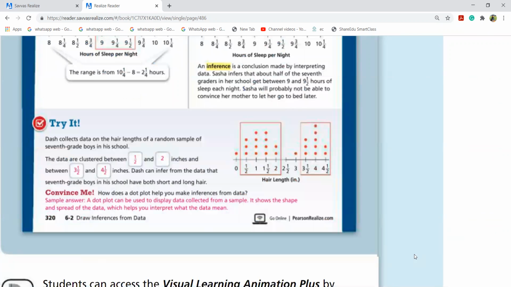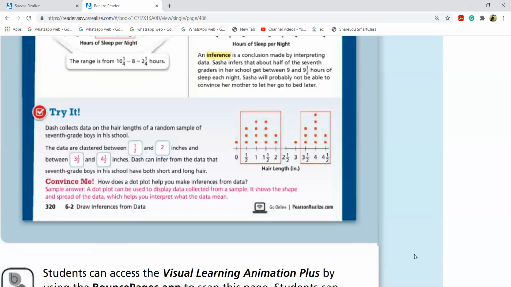First of all, what is the meaning of an inference? It is a conclusion made by reading the question or by seeing the data. You make an inference, a conclusion, by interpreting data, means by looking at the data and you come up to some graph where everything is shown very clearly.